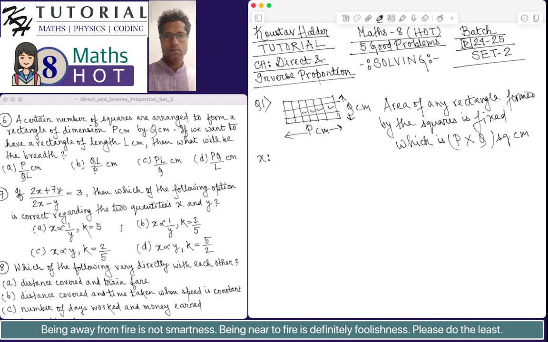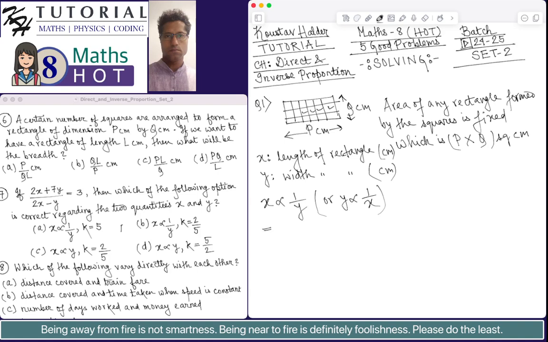So let's say x is the length of the rectangle in centimeter, and y is the width of the rectangle in centimeter. Since we want to keep the area fixed, x must vary inversely with y, or you can say y varies inversely as x. From common sense, if the area is fixed and you increase the length, the breadth has to decrease, and if you decrease the length, the breadth has to increase.